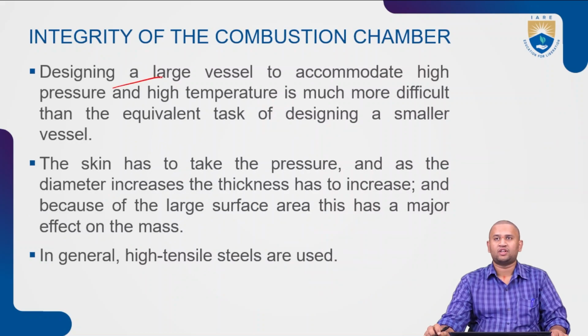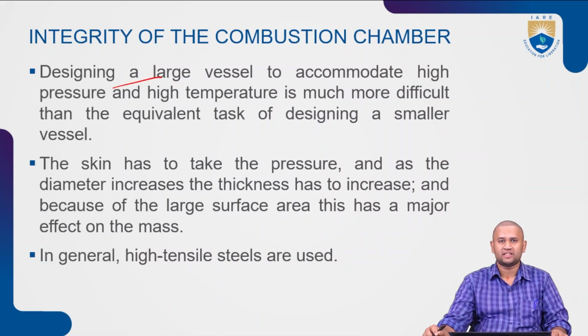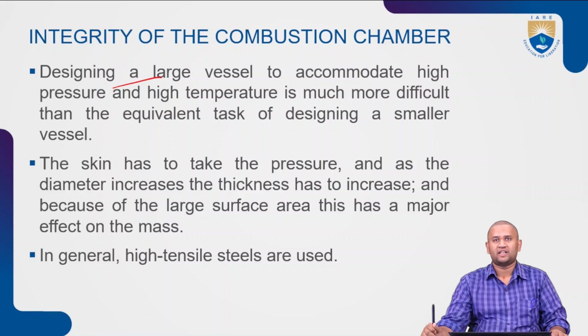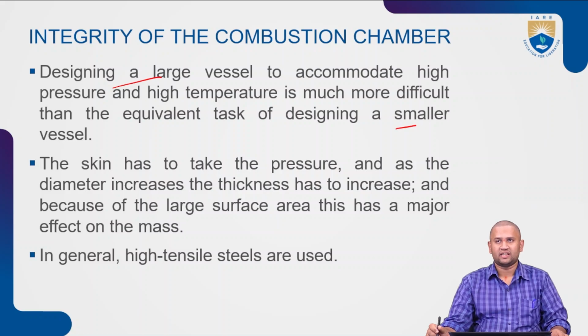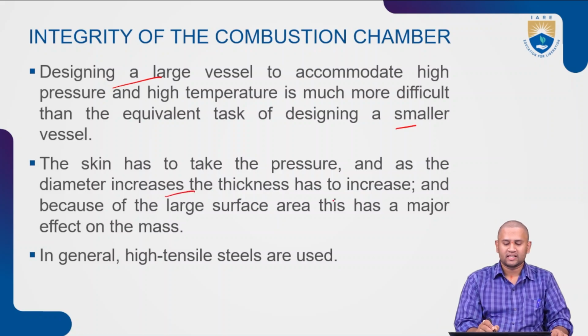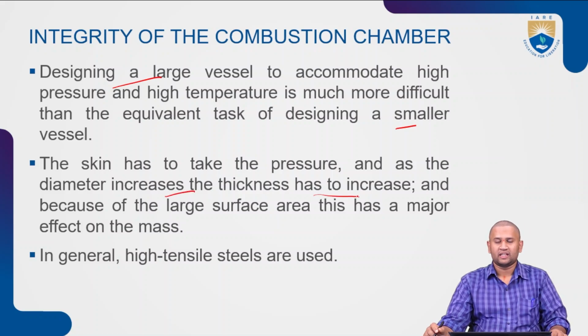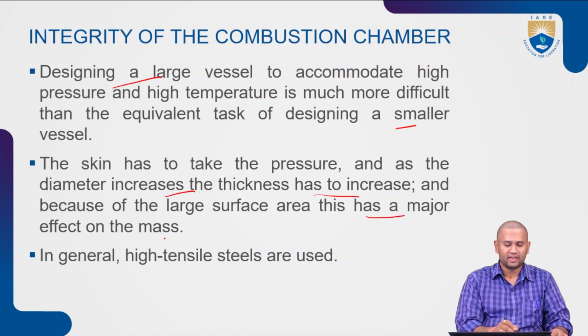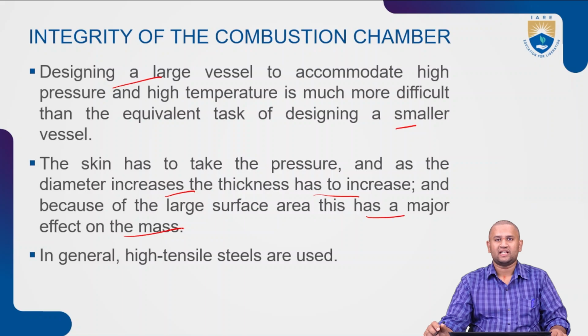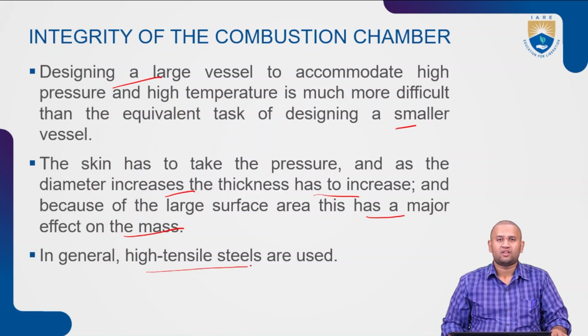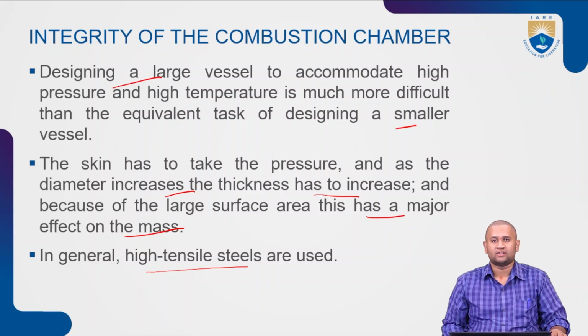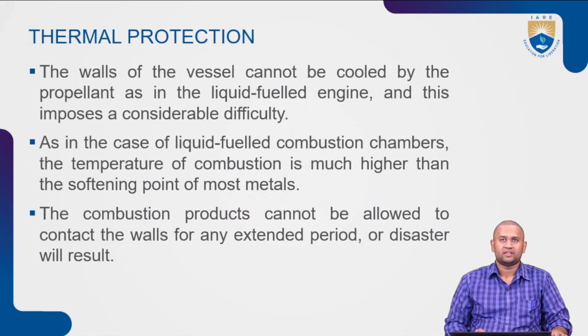Designing a large vessel to accommodate high pressure and high temperature is much more difficult than the equivalent task of designing a smaller vessel. The skin has to take the pressure, as the diameter increases the thickness has to increase. Because of the large surface area, this has a major effect on the mass. In general, high tensile steels are used for creation of my solid rocket motor, particularly the casing.